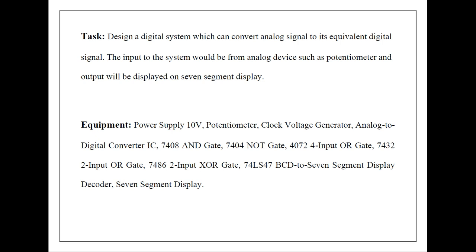The following equipment is required to design the circuit: power supply, potentiometer, clock voltage generator, analog to digital converter IC, AND gates, NOT gates, OR gates, XOR gates, BCD to 7-segment display decoder, 7-segment display.